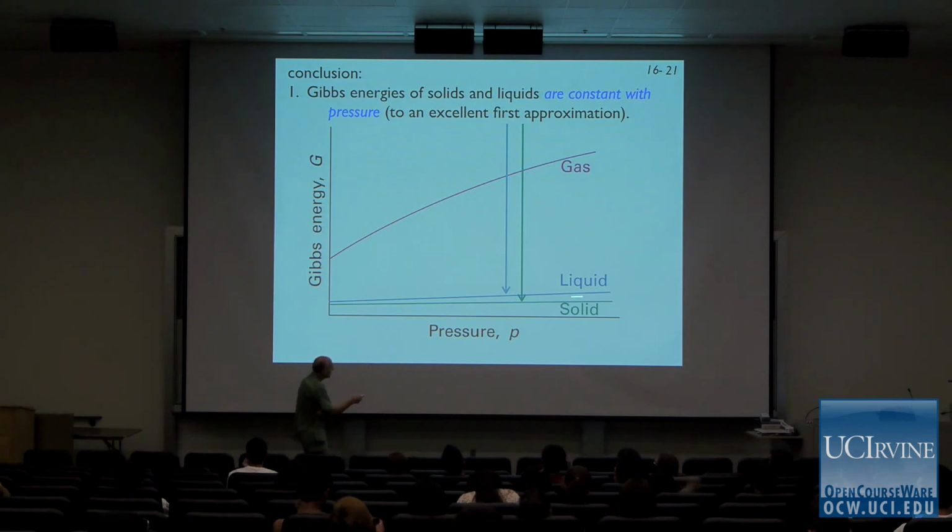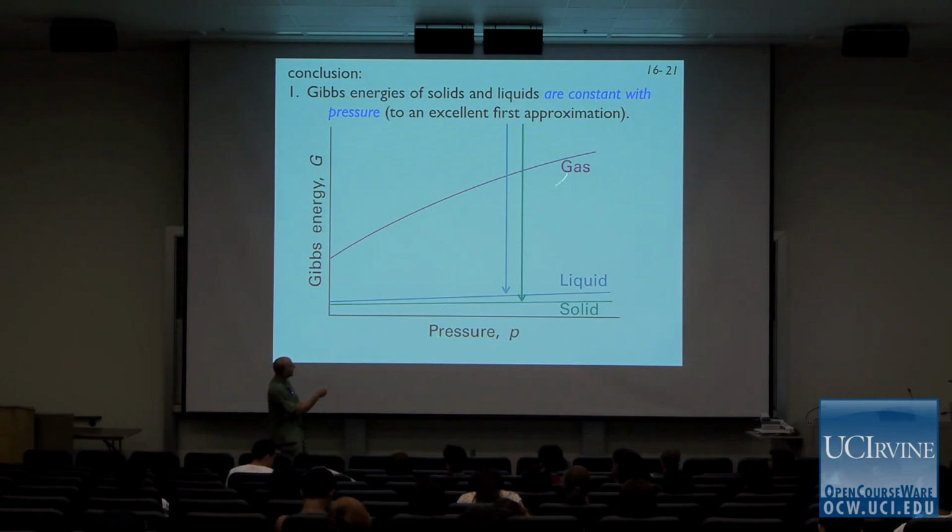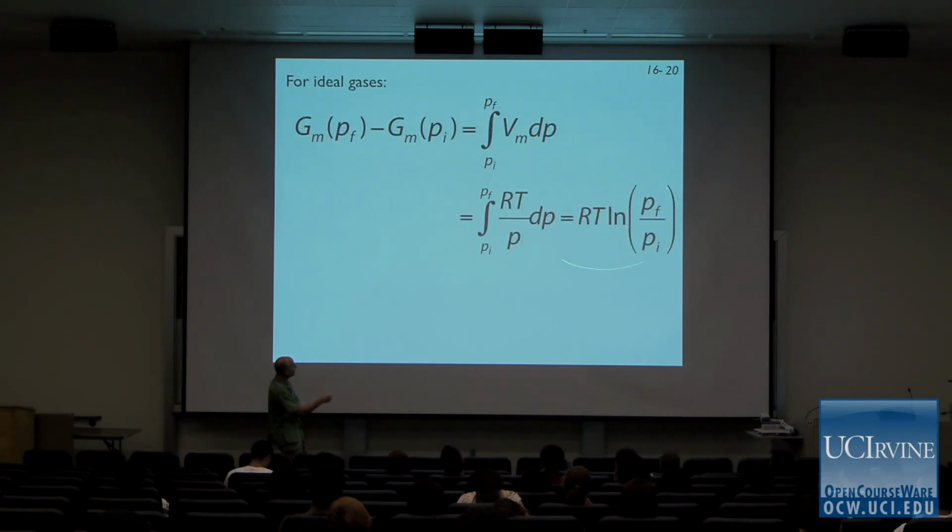There's hardly any change in the Gibbs energy for liquids and solids as a function of pressure. That's what this plot is supposed to show. You see how flat these lines are? The Gibbs energy is not changing. But for gases, there's a pronounced increase in the Gibbs energy as you increase the pressure. And the equation for that purple line there is right there. All right, we can calculate what the Gibbs energy is as a function of that final pressure if we know what the initial pressure is.